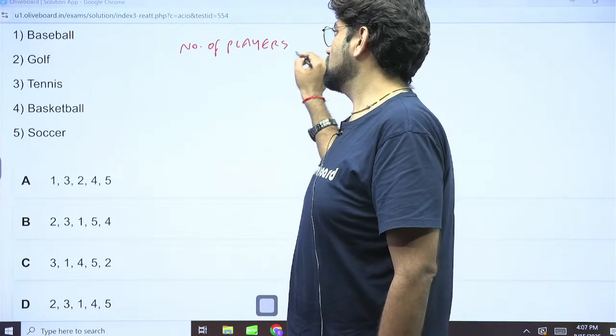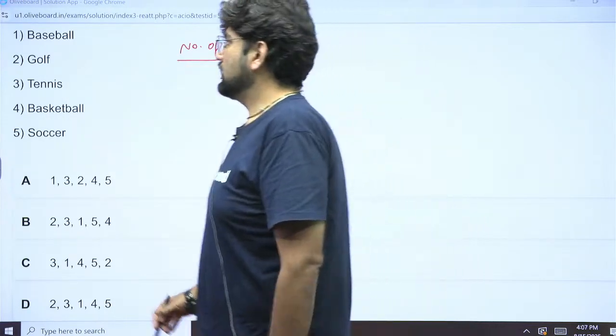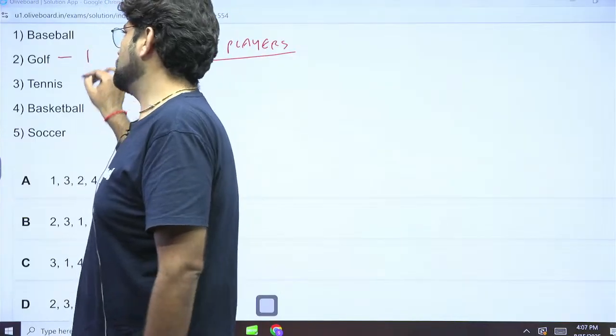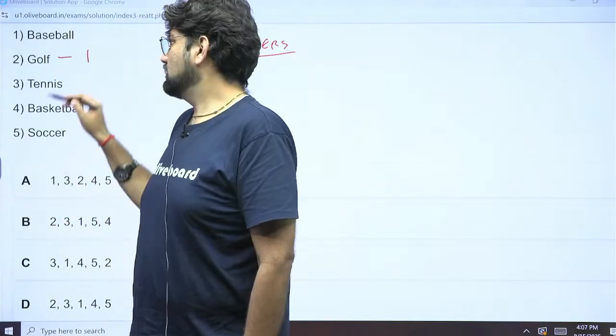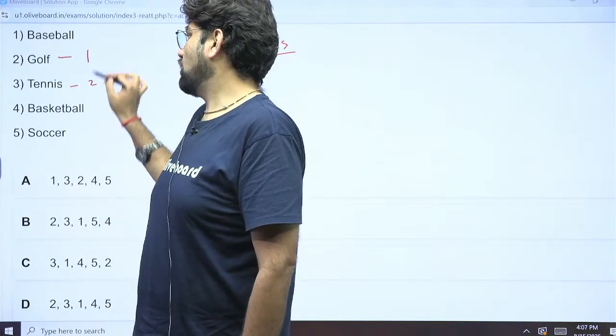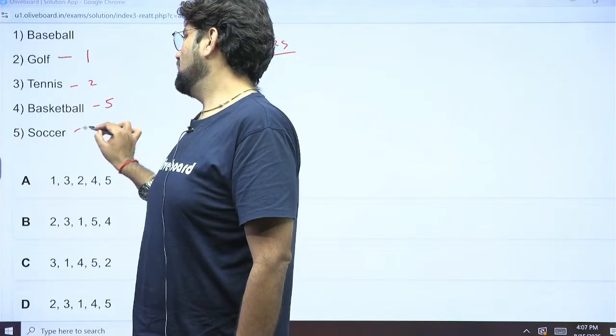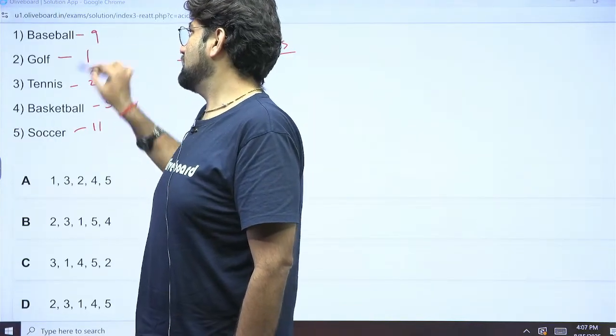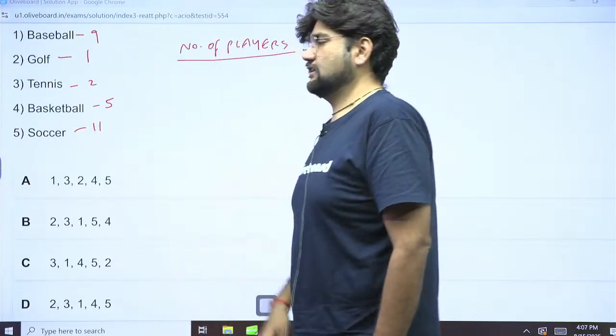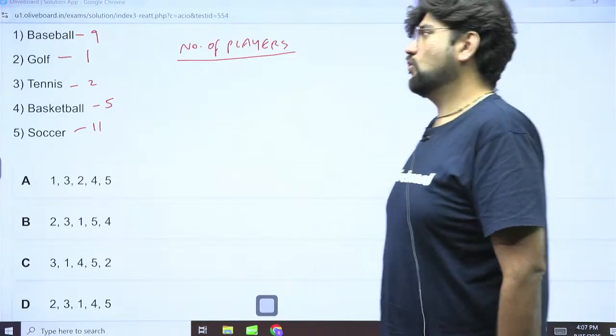Everybody thinks about this, number of players in each team. Okay. Golf, obviously everybody thinks that there will be one person who will be playing golf, 2 people who will be playing tennis, probably 5 people who are playing basketball, 11 people playing soccer and 9 people playing baseball. So a lot of people arrange it in this order. But that is not what they are talking about.